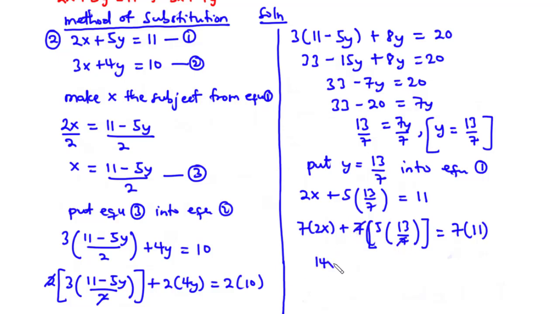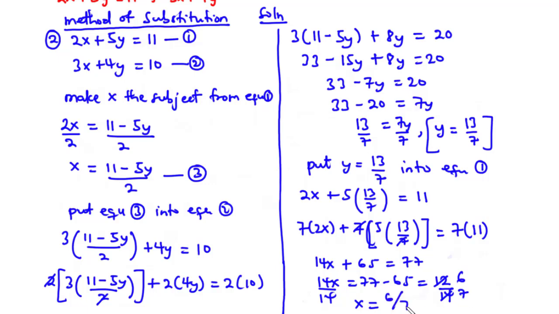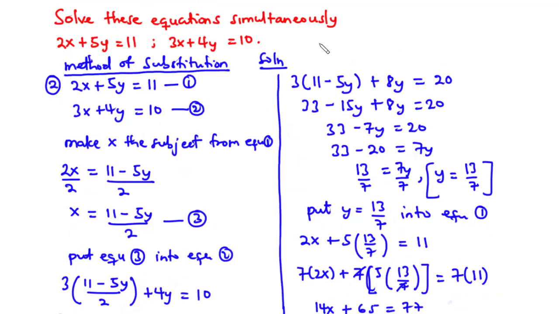We have 14x plus 65 equals 77. We transpose this to the right hand side. This becomes 14x equals 77 minus 65, and this is equal to 12. We divide through by 14, also by 14, and then we have x to be equal to, 2 goes here 6 times, here 7 times. We have 6 over 7. Therefore, we have x to be 6 over 7, and then y to be 13 over 7.